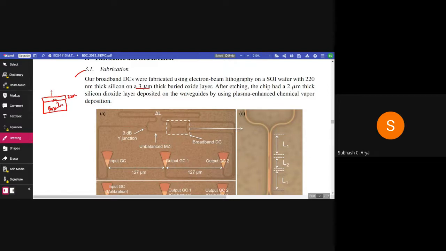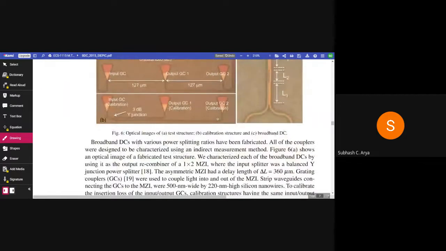On this, by using electron beam lithography, this waveguide or the device has been designed, and after that 2 micrometer thick silicon dioxide has been deposited for protecting the layer using plasma enhanced chemical vapor deposition. So broadband directional couplers with various power splitting ratios have been fabricated. All of the couplers were designed to be characterized using an indirect measurement method.